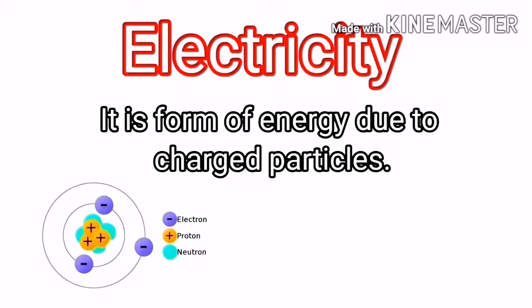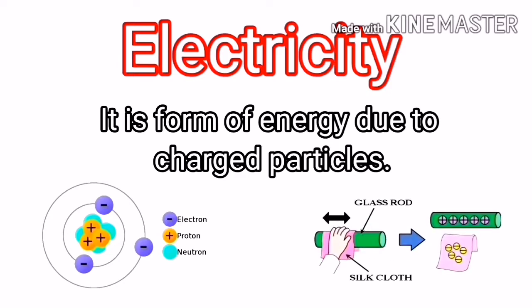Students, listen carefully to what I am saying. With the help of protons and electrons, energy is formed. That energy is nothing but electricity, and electricity is a form of energy due to charged particles. Clear, students? In this activity, we created electricity with the help of a rod and silk cloth. Students, I hope now the concept of electricity is clear.